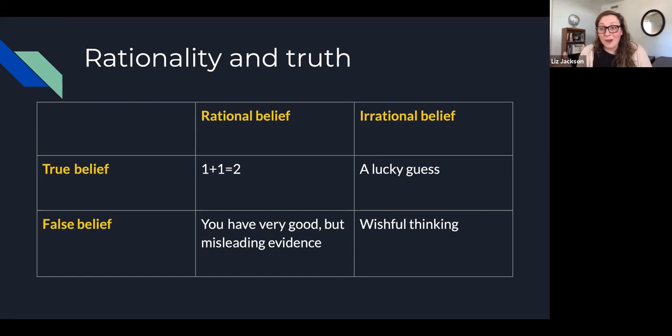This would be a case where your belief that it's going to rain tomorrow is irrational because this magic 8-ball just randomly spits out answers. There's no real reliability to it at all, but the belief happens to be true.